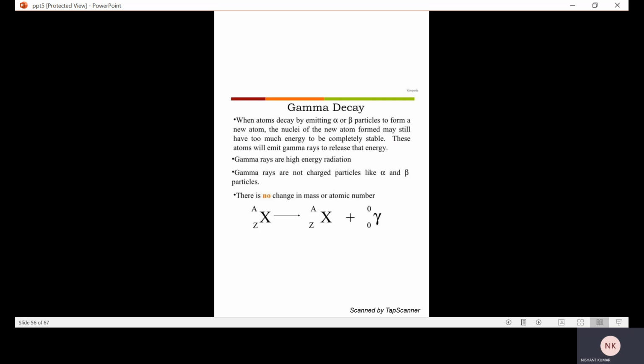Gamma decay. When an atom decays by emitting an alpha or beta particle to form a new atom, the nucleus of the new atom formed may still have too much energy to be completely stable. This atom will emit gamma rays to release energy. Gamma rays are high energy radiation. Gamma rays are not charged particles like alpha and beta particles. So through this paragraph we conclude that gamma rays are released to stabilize the daughter nuclei.